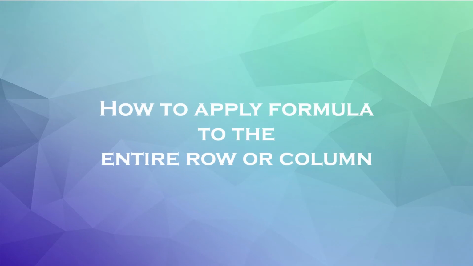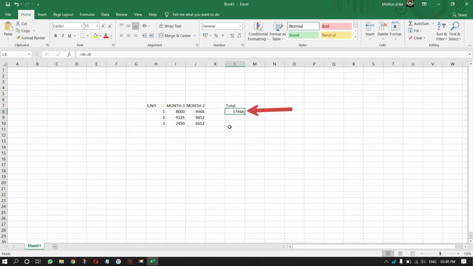How to apply formula to the entire row or column. Select the cell you performed the function earlier. Then, the cell is highlighted. Click and hold the rectangular box using mouse. Drag it to the required level, so that the same formula is applied to the selected cells. That's it, formula is applied to the entire row or column.